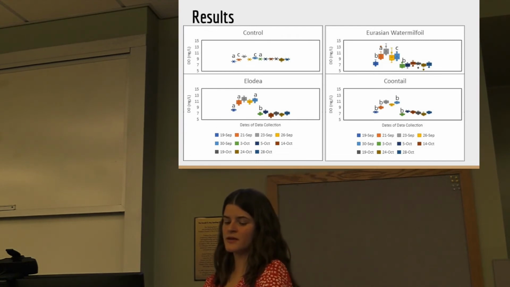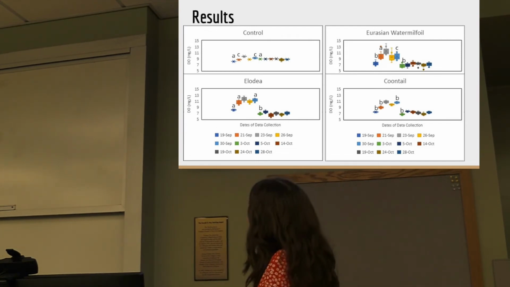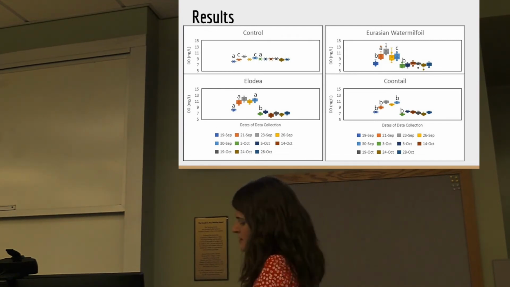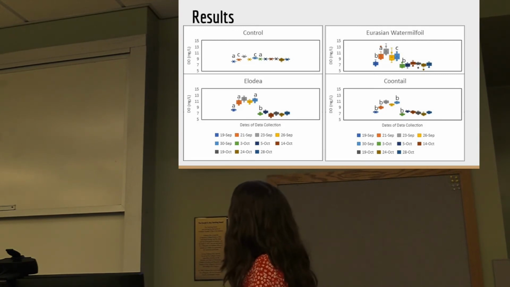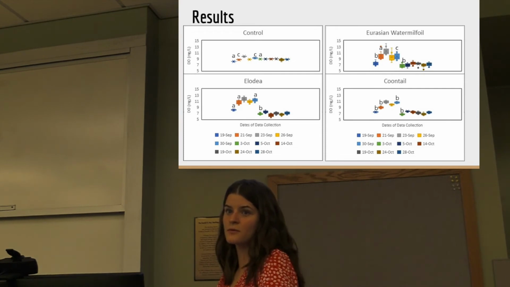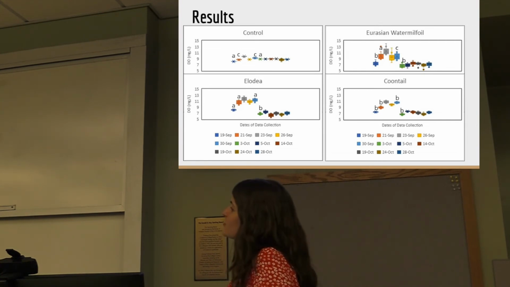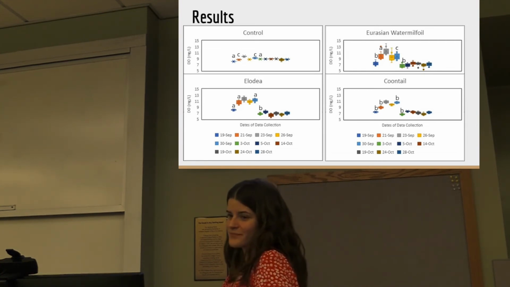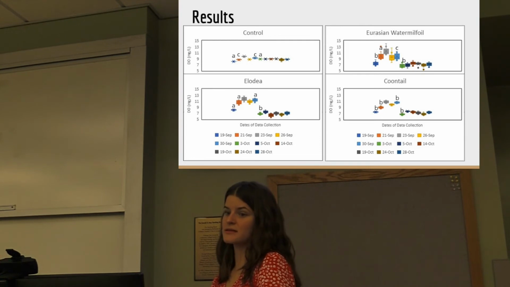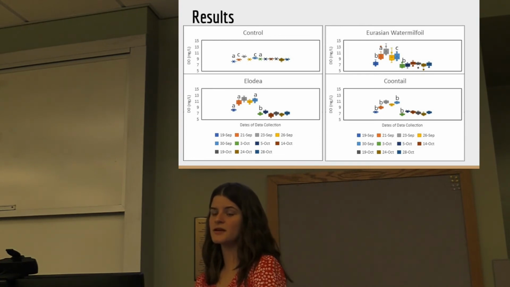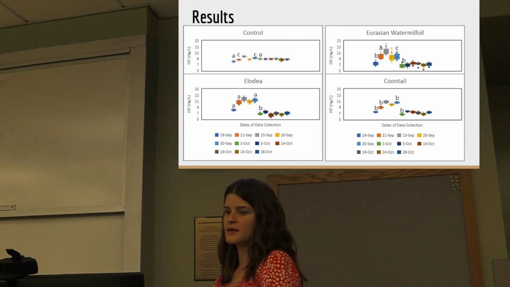And an example of this would be that on September 19th, for control and Allodia, the p-value was 5.96, so I used A to show that there was no significant difference. And then on the same date, Allodia and Eurasian water milfoil had a p-value of 0.003, which showed that there was a significant difference between the 2 species. And I did this for the 4 dates.